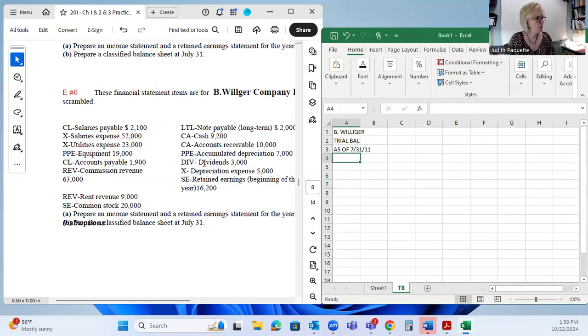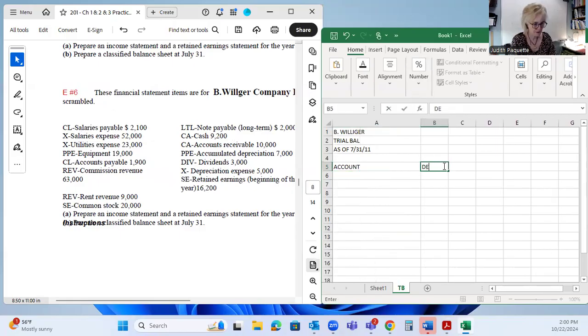All right. So your job is to organize this in order so that you can make the trial balance. And all you do with a trial balance is you list the account, and then you list its balance as either a debit or a credit. And your job is to make sure you have it in the right order.